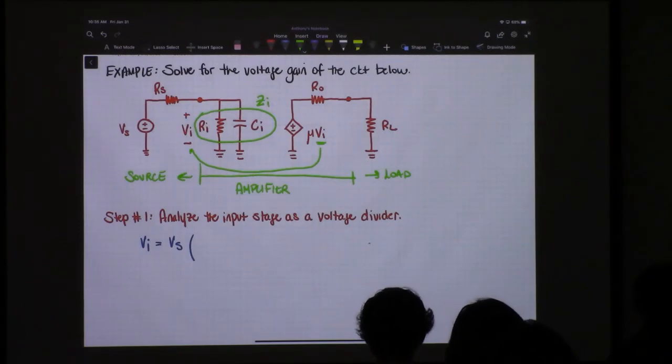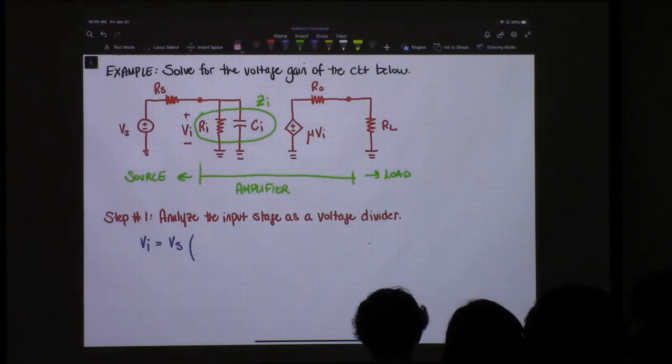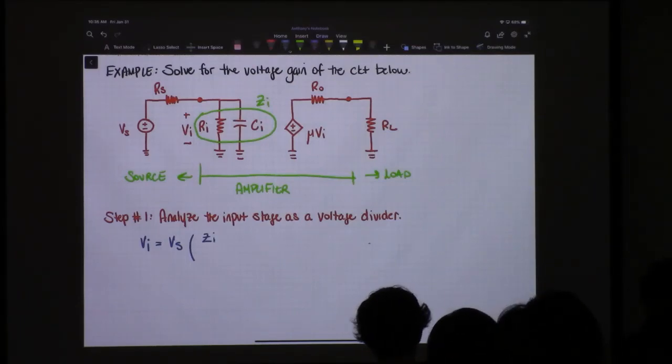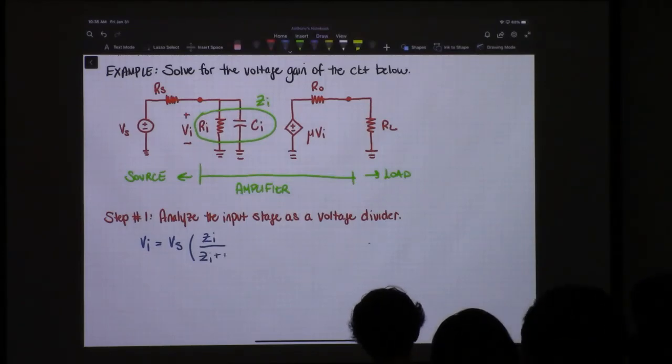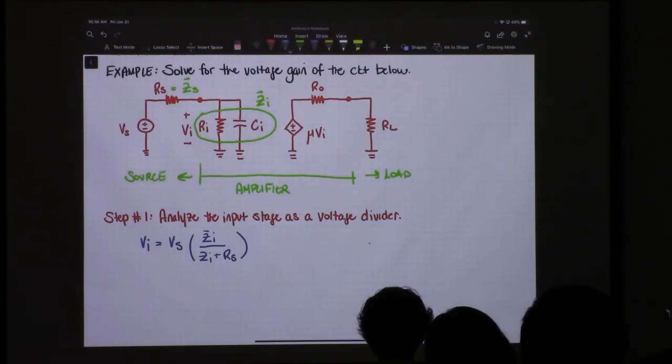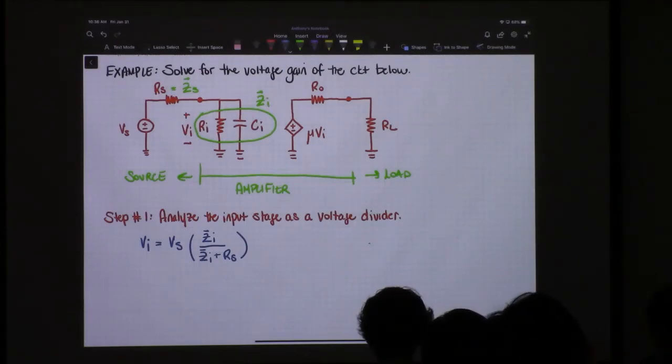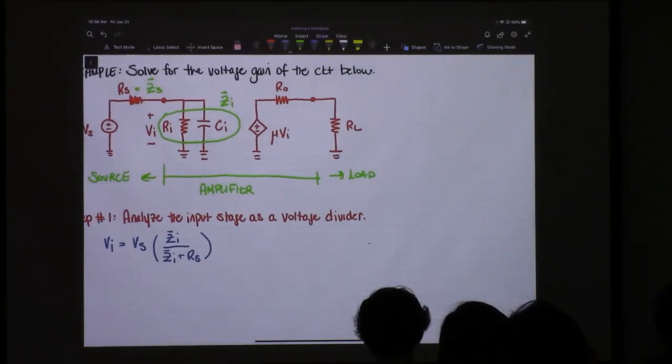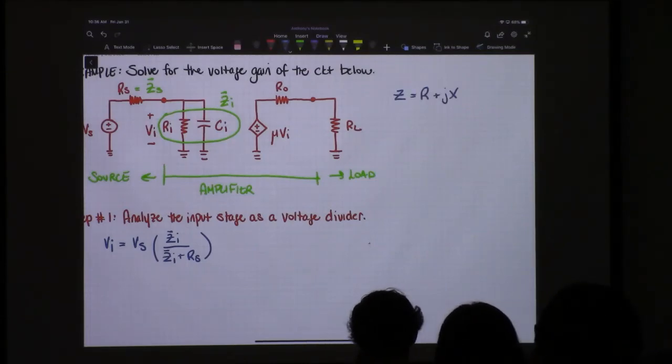So VI is equal to Zi over Zi plus Rs, right? Rs is the same as Zs because, right, there's no reactance. And actually, let me write the equation that I didn't have a second to write before because the iPad wouldn't switch over. Again, right, impedance is equal to resistance plus j times reactance.